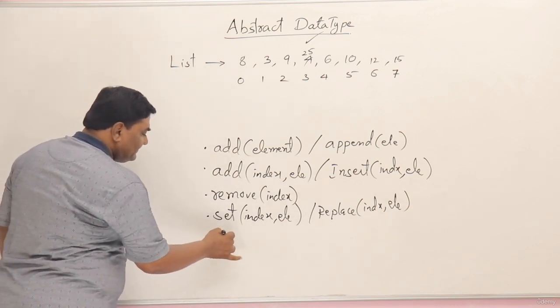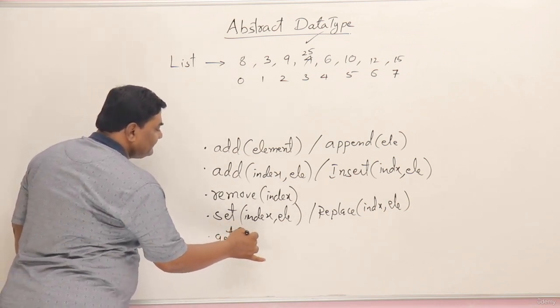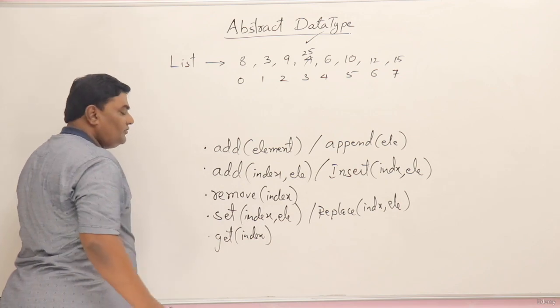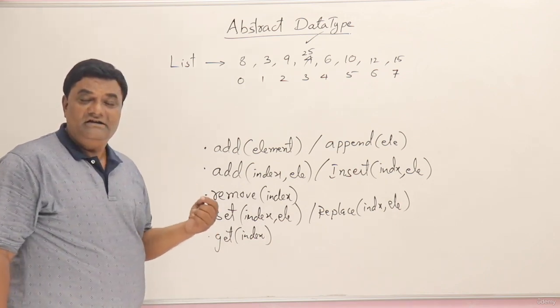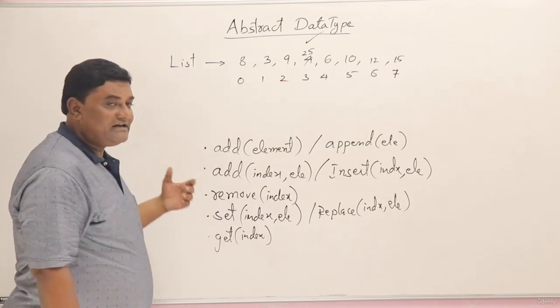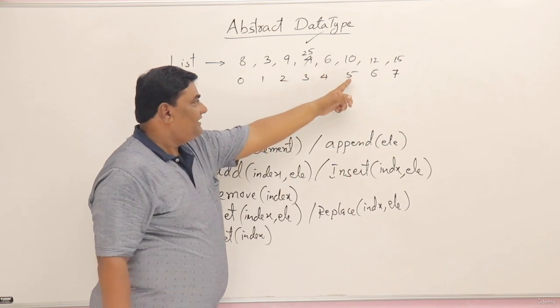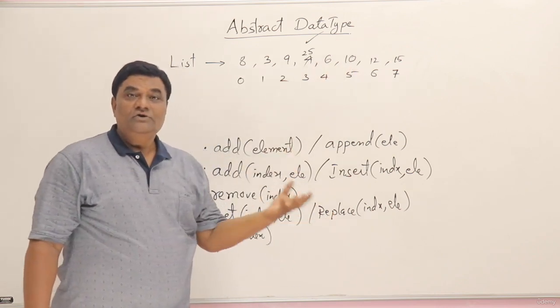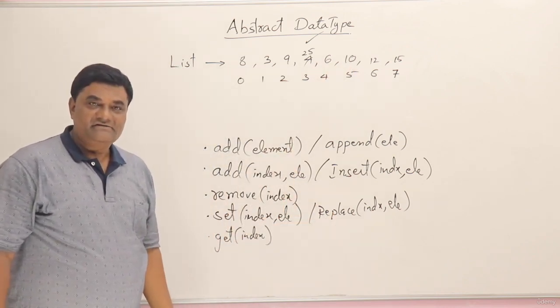Then get index. This is just when I want to know the element at a given index. Like I want to know what is there at index 5. At index 5, the value is 10. So knowing an element from a given index.